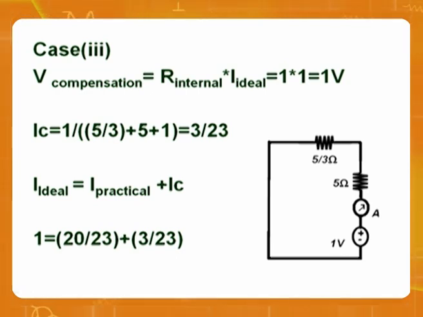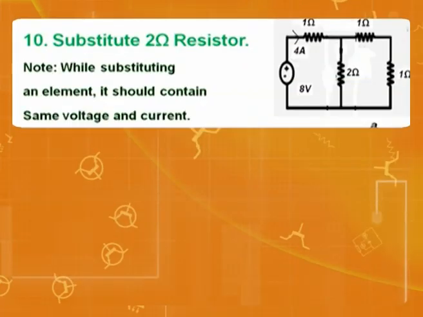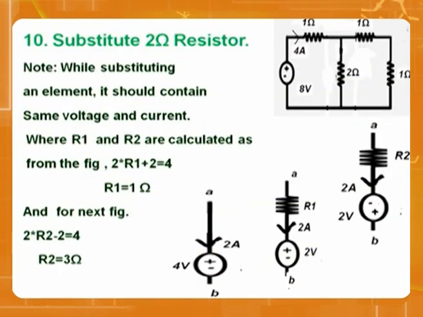For example, case 1 and case 2 is always standard. Only case 3 changes from measuring instrument changes. So that is the meaning of this compensation theorem. Now, let's go to the last problem.